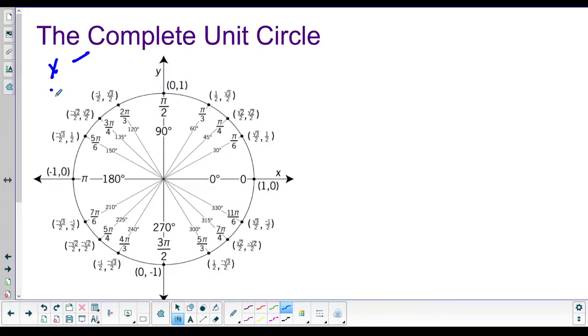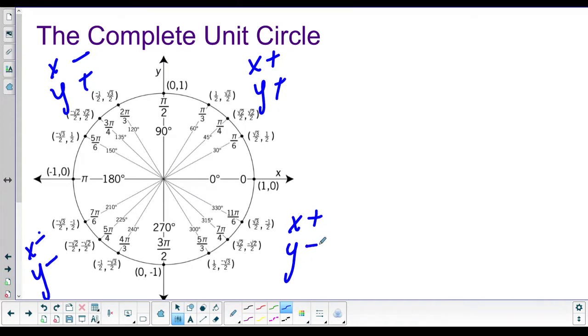X is negative, y is positive. Here, x is positive, y is positive. Here, both are negative. And then down here, x is positive, y is negative. Okay, good.